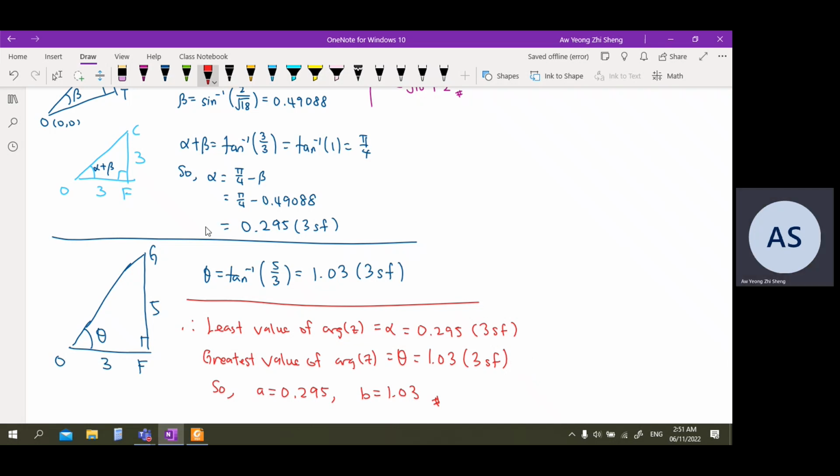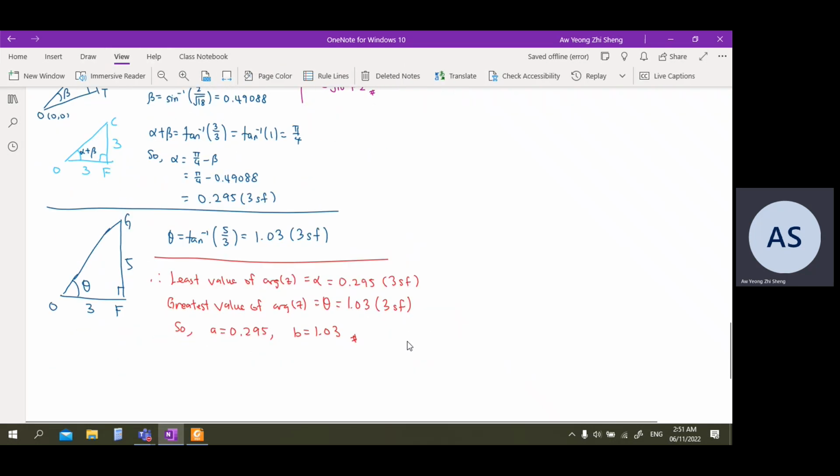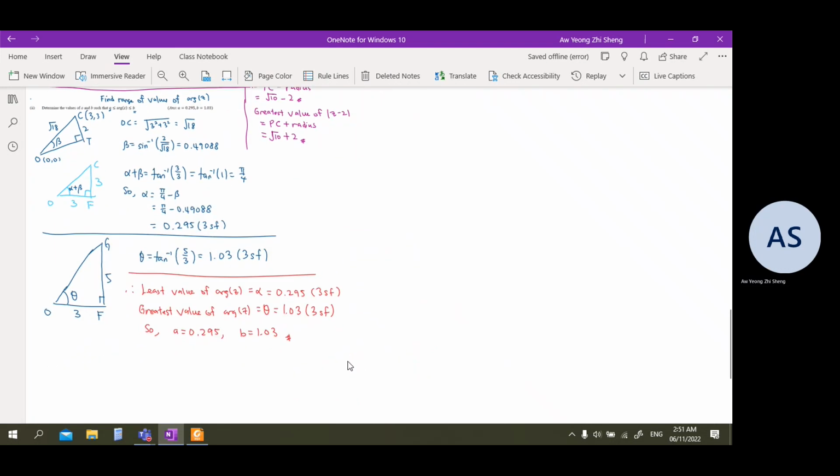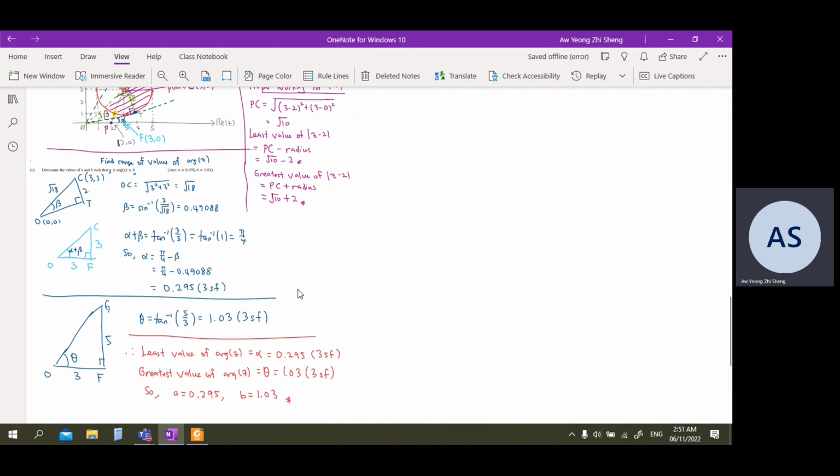Right. So that's all for this example. And that's also the end of this chapter. So make sure that you do the homework. The homework solutions for this chapter have already been uploaded onto Google Drive.